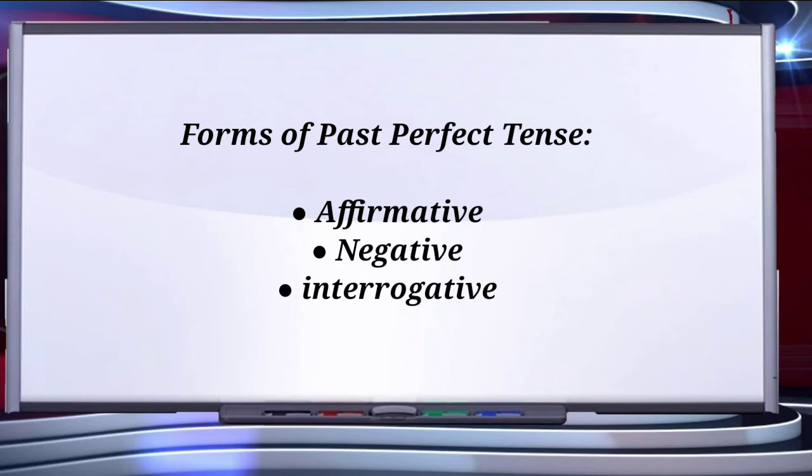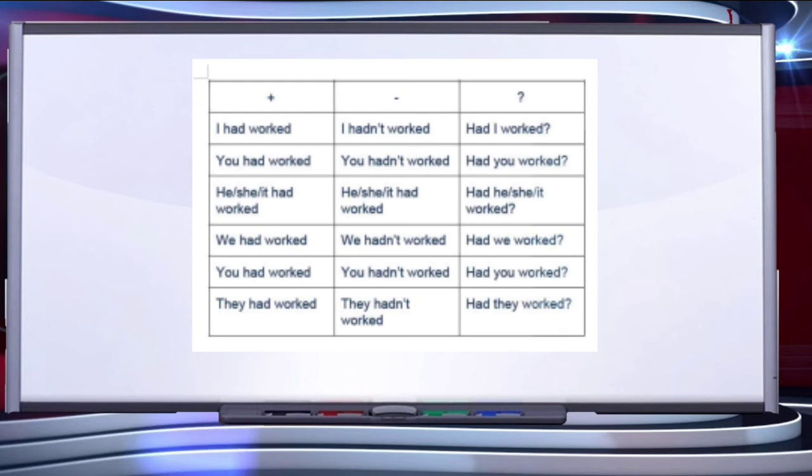If we talk about the different forms of past perfect tense, then past perfect tense can be formed in three different forms. These are affirmative, positive statements, negative, and interrogative or question form sentences. For example, I had worked. Negative, I hadn't worked. And interrogative, it will start with had. Had I worked? You had worked. Negative, you hadn't worked. And interrogative, had you worked?